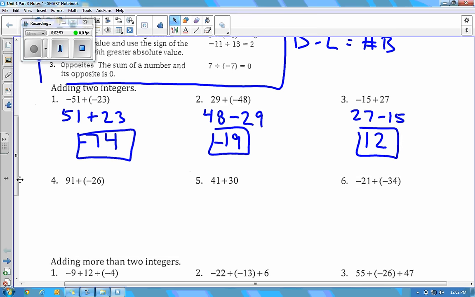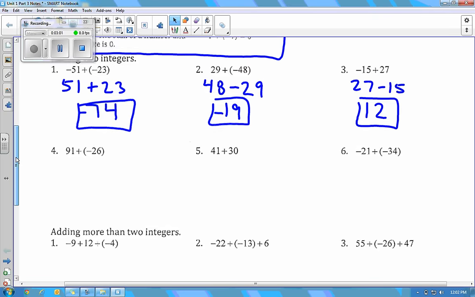All right, I'm going to let you guys try 4, 5, and 6. Remember, if you want full credit, I need to see the work for all of those. And when you come to class, or if you're in class, make sure you check the answers.